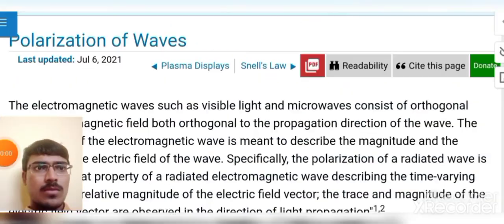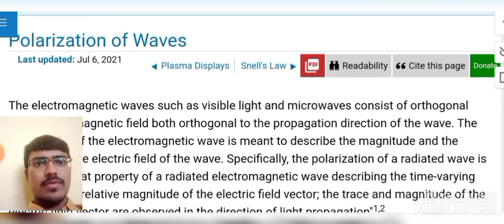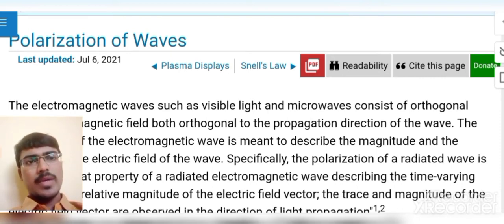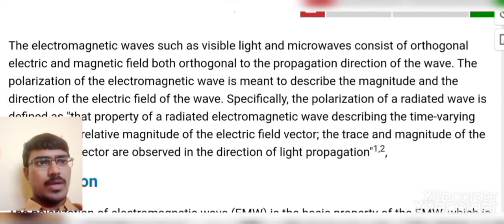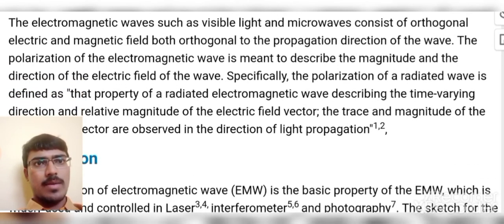Now, as the topic is from EMF, let us look into the propagation of waves. Electromagnetic waves such as visible light consist of orthogonal electric and magnetic fields, both orthogonal to the propagation direction of the wave.